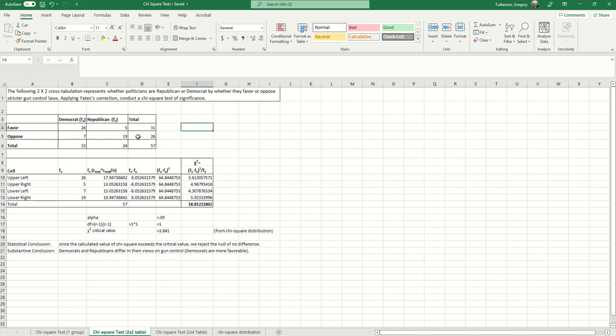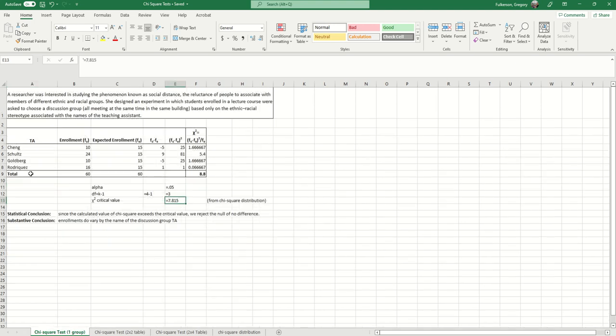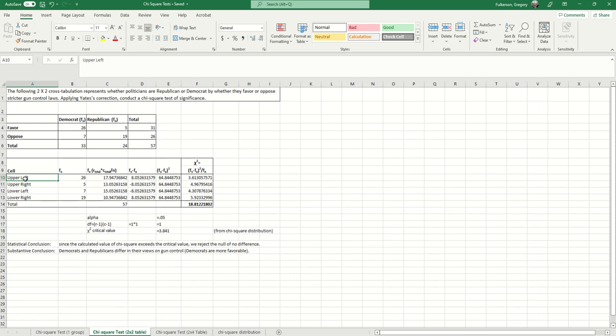Okay, so how do we find an expected value based on a contingency table? So down here we have to create this table, which you'll see is similar. If you look at the one group test, it looks very similar, except instead of these being the groups, these are referring to different cells in the table. So we have the upper left, which is 26, right? That's the observed frequency. We have the upper right in the table, which is 5, and that's here.